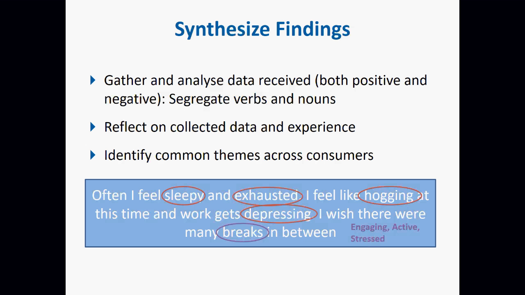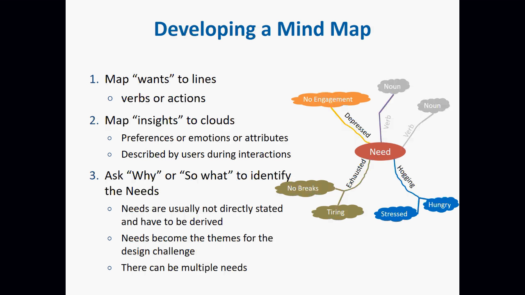So you can see here, I feel sleepy and exhausted, and work gets depressing, I feel like hogging. So depressed is a verb, no engagement is probably the noun related to it. There could be more than one mapping as well. Exhausted is a verb, no breaks and tiring could be the two nouns. Hogging is a verb, stressed and hungry could be the two nouns.